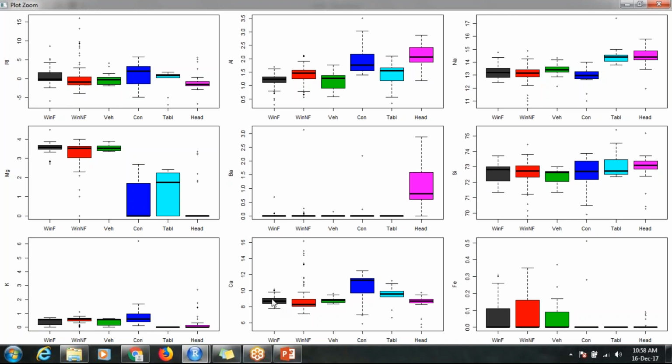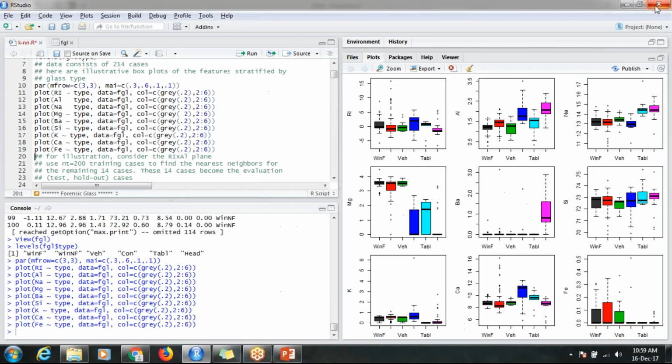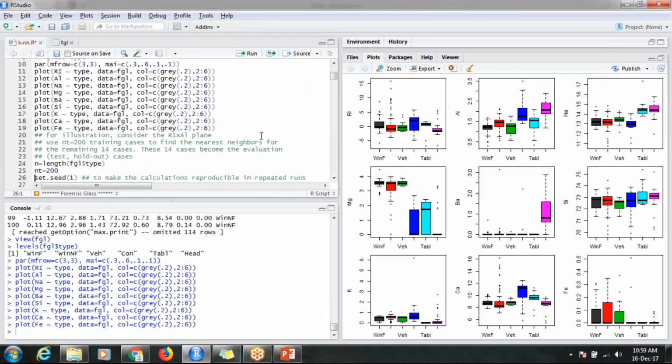Calcium is okay. This has some outliers like this, and also iron is quite less. Iron most of the time is near 0, but in some cases iron is provided more. So this was mainly the classification. Now let us try to build an algorithm and try to predict on the basis of k nearest neighbor.